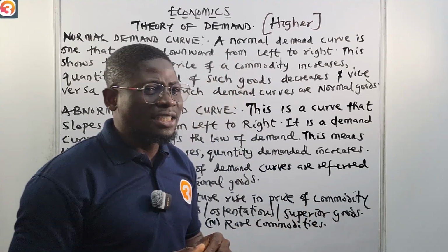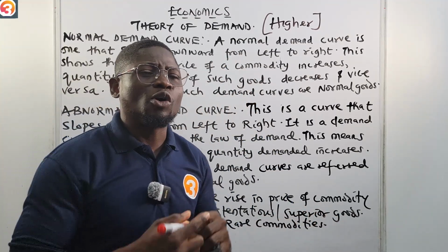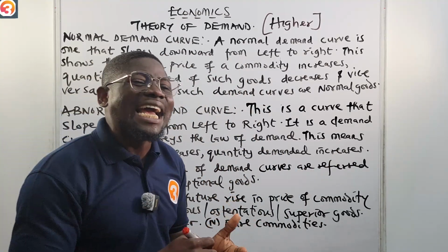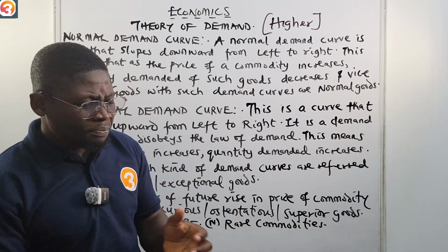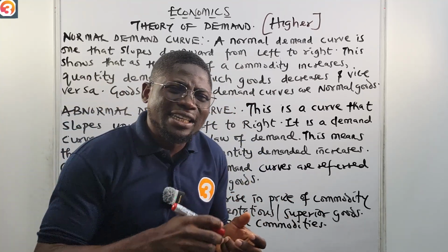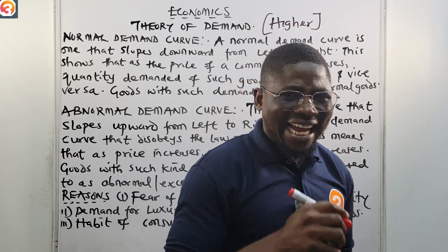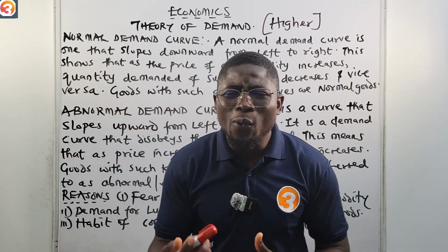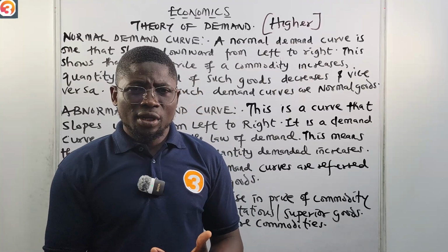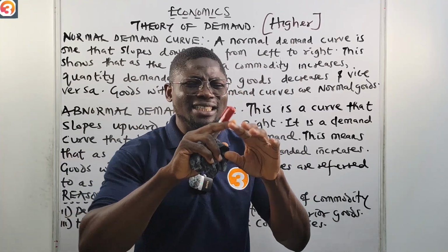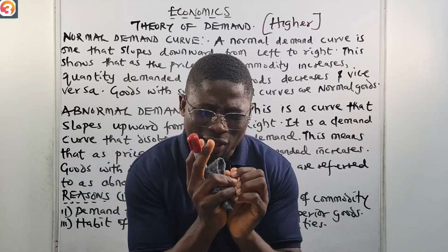Ceteris paribus, meaning that other things being equal, the higher the price of a commodity, the lower the quantity demanded. And the lower the price of a commodity, the higher the quantity demanded. People tend to buy more when the price is low, and then they buy less when the price is high. That's what the law of demand is talking about.